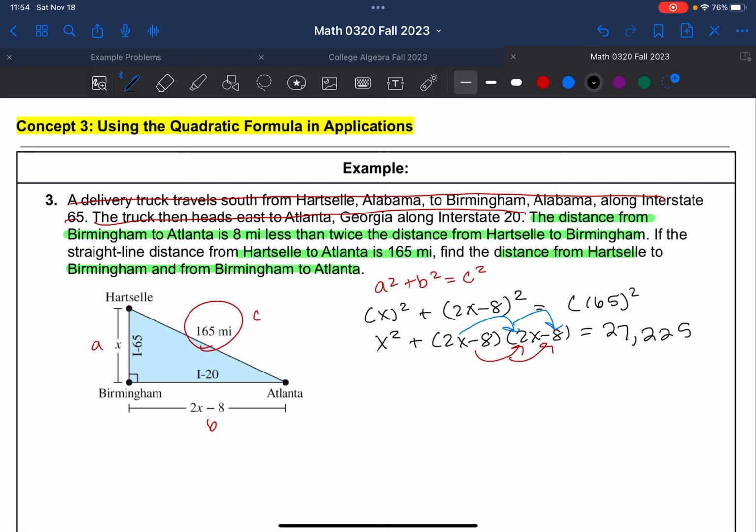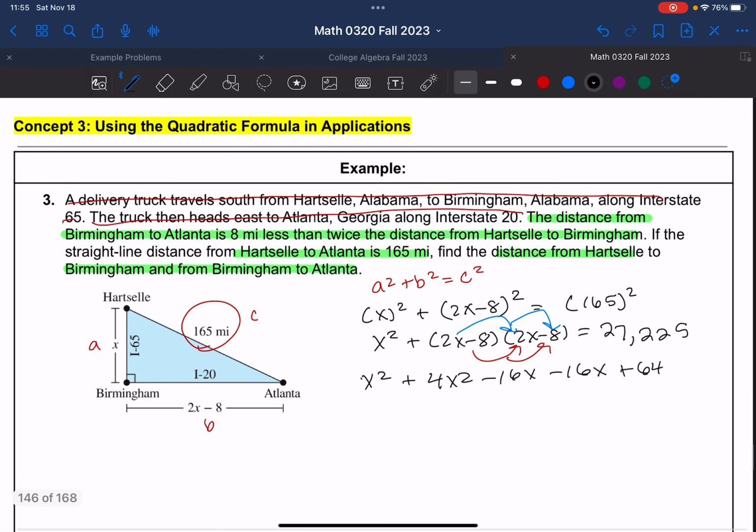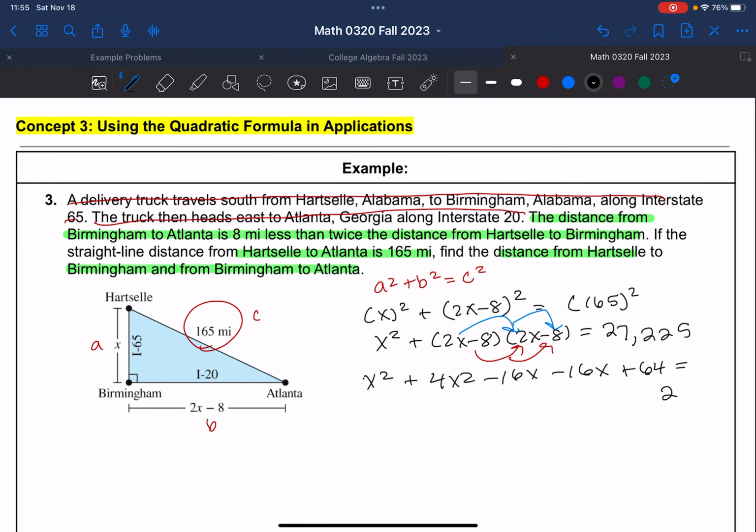Okay, so we have x squared plus 2x times 2x is 4x squared. 2x times negative 8 is negative 16x. Negative 8 times 2x is negative 16x. Negative 8 times negative 8 is plus 64. Remember, this is all equal to that 27,225.